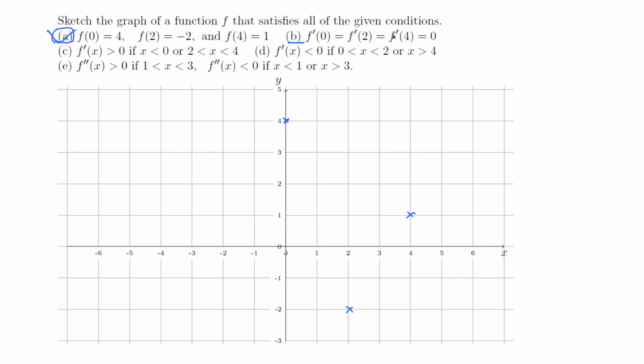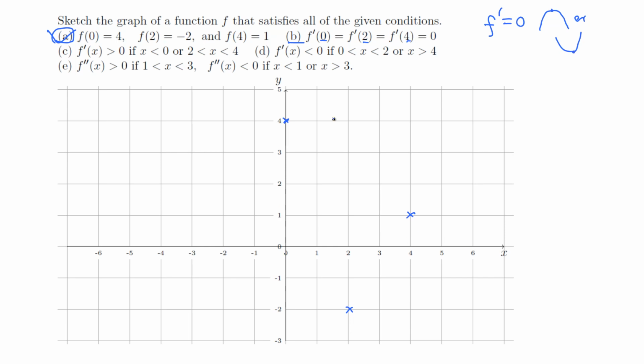In part B, we have f prime at 0 equals f prime at 2 equals f prime at 4 equals 0. So the derivative at these x values is 0. And generally when the derivative is 0, most of the time it will be either a local max, the top, or a local min, the minimum, like this. So at x equals 0, 2 and 4 we'll get either a local max or a local min.